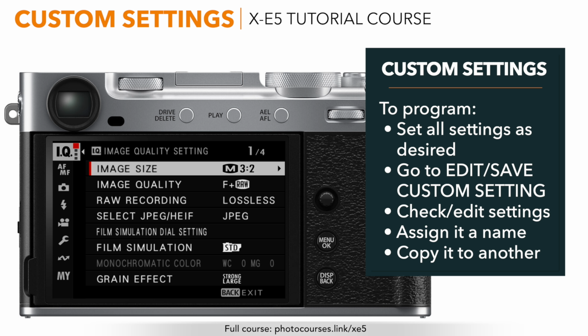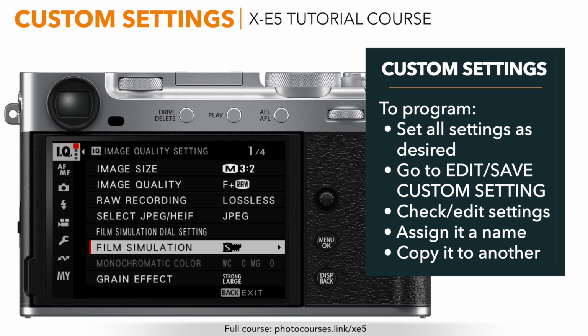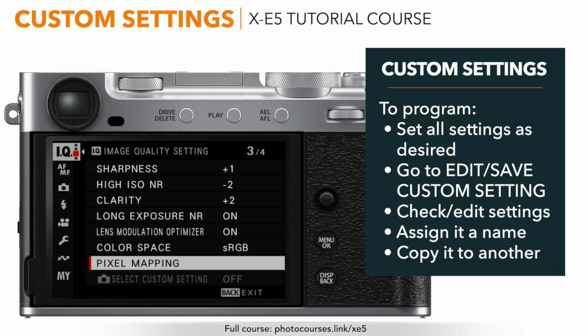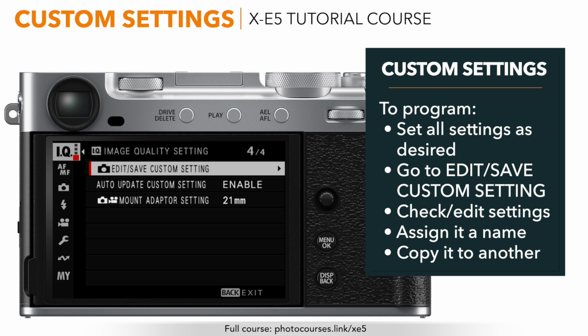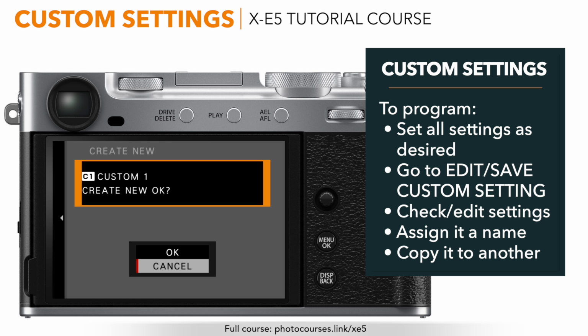To program these custom settings, all you need to do is go through your image quality, focus, and shooting menu settings and adjust everything for how you want it for that custom setting. Then go to the very end of the image quality setting menu, the Edit Save Custom Setting option, and select which one of these custom setting banks you want to save the settings to. Press OK and follow the confirmation dialog to save the current settings.